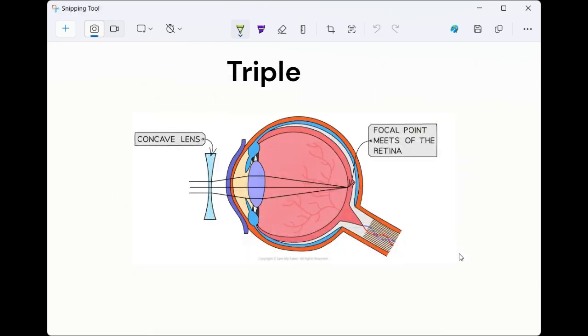Again, if someone's nearsighted, it means that their lens is too thick, so it refracts the light too much. So you want to use a concave lens to counter that. So if someone's short-sighted, you need to use a concave lens. If someone's long-sighted, you need to use a convex lens.